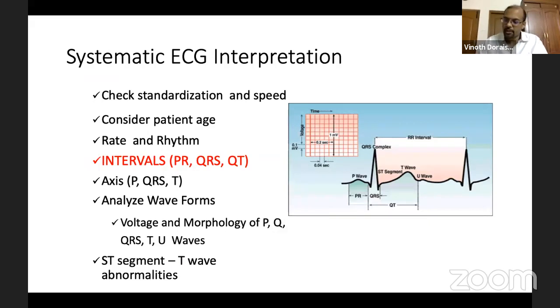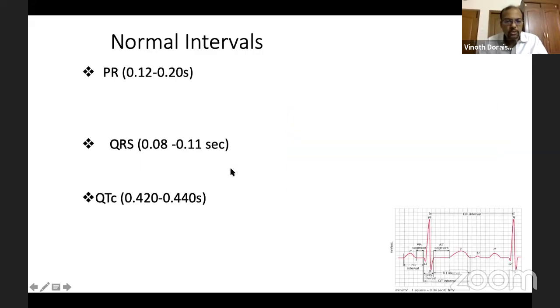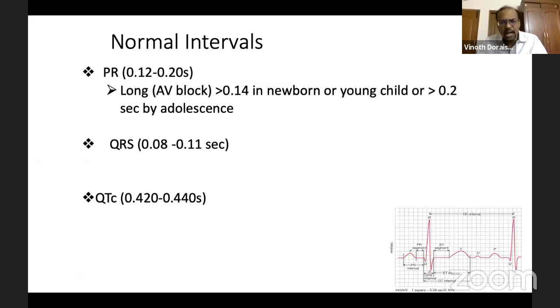Now we're coming to the intervals. Intervals: you have PR interval, QRS duration, and QT interval. We'll go through each one by one. The PR interval is calculated from the start of the P wave to the QRS complex. It represents atrial depolarization and AV nodal conduction delay.